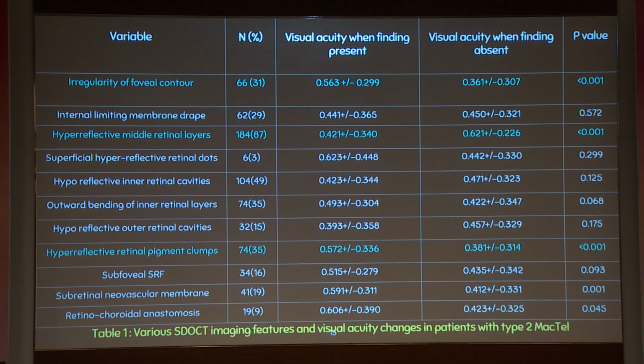In Table 1, the various SDOCT imaging features and visual acuity changes in patients with type 2 MacTel were seen, and it was seen that the most common were irregularity of foveal contour, hyperreflective middle retinal layers, and hyperreflective retinal pigment clumps.